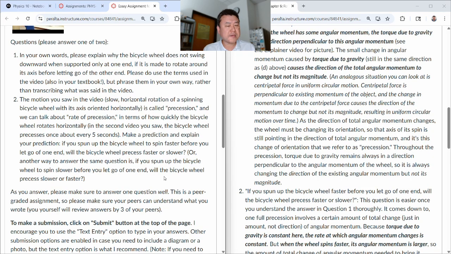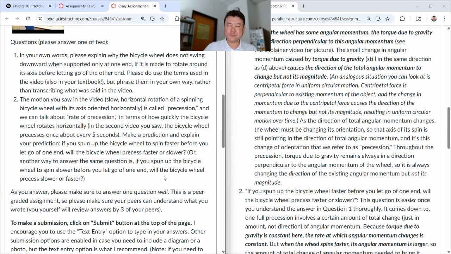If you spun up the bicycle wheel to spin faster before you let go of one end, will the bicycle wheel precess faster or slower? Or another way to answer the same question is, if you spun up the bicycle wheel to spin slower before you let go of one end, will the bicycle wheel precess slower or faster?